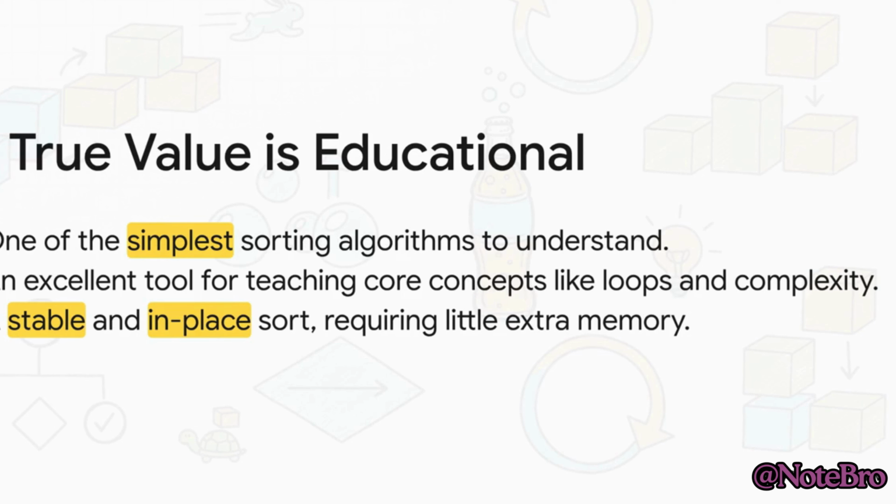It's a fantastic tool for introducing core ideas like loops and comparisons, and this whole idea of complexity we just talked about. Plus, it has a couple of other nice properties. It's an in-place sort, which we mentioned means it's light on memory. And it's also stable, a cool feature meaning if you have two items with the same value, it won't mess up their original order. It's these fundamental building blocks that make it so important to learn first.